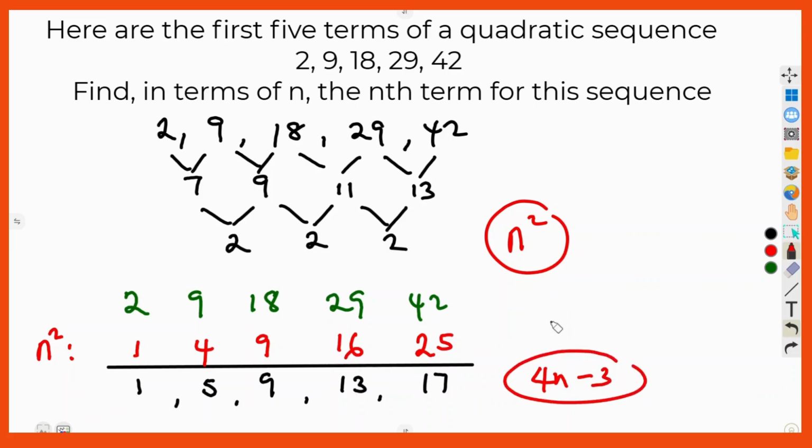So now we have two parts, the n squared, which is for the quadratic, and this is the linear. All you need to do now is to add up the two n terms, and if you do that, that will give you n squared plus 4n take away 3, and this is the n term.